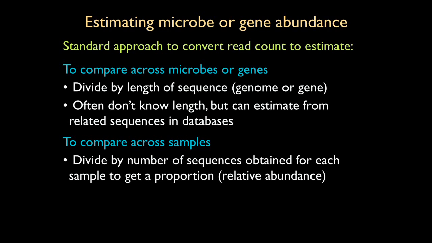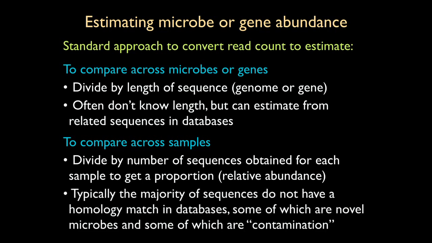So you want to get a proportion, and this is called relative abundance in the metagenomics literature. That's the typical thing to do. The problem here, which happens a little bit in human genomics but not so much, is that the majority of the sequences will not match anything in the database. So we have this huge pile of unmapped reads.